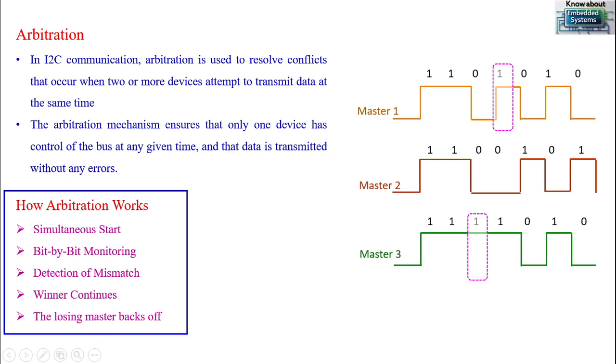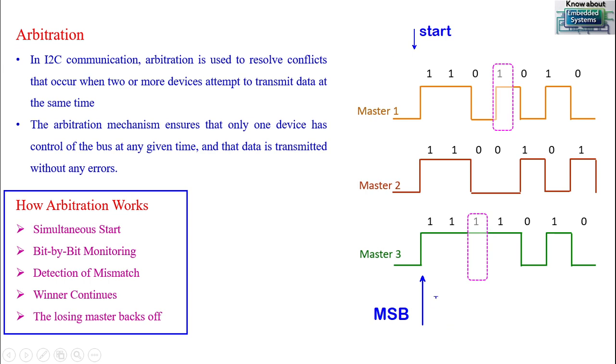Let us see it with respect to the bit diagram here. The arbitration process will always start from the MSB side. Do remember, this is also one of the interesting things. Always the arbitration process will start from the MSB side. Okay, assume we have three masters here: master 1, master 2, and master 3. Let us assume that all three will start the communication at a time. If all three start the communication, to which master do we have to allocate the I2C bus? That is done by arbitration.